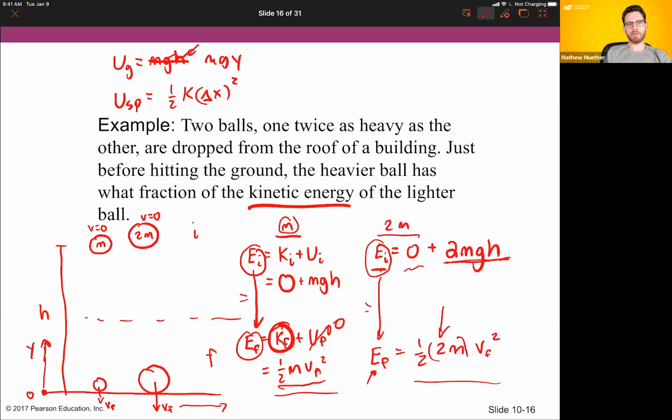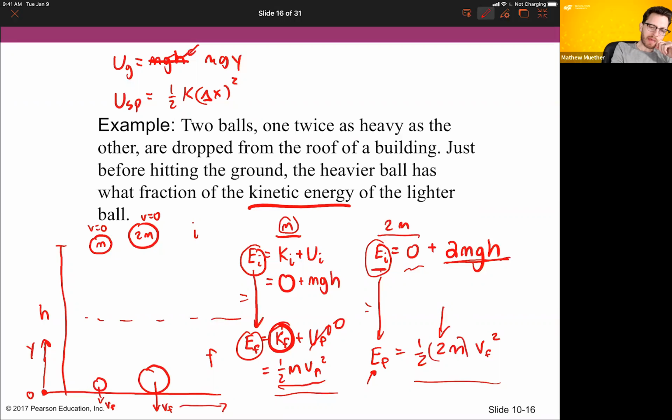Okay. How do the velocities compare for these two objects? How do the speeds compare? What do you guys think? How will the speed of the two objects compare just before they hit the ground? Well, let's use our energy conservation to check.